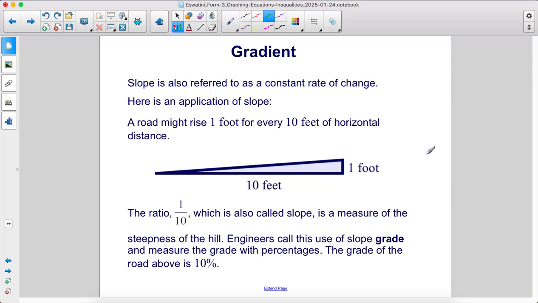Here is an application of slope. A road might rise 1 foot for every 10 feet of horizontal distance. The ratio 1/10, which is also called slope, is a measure of the steepness of the hill. Engineers call this use of slope grade and measure the grade with percentages. The grade of this road is 10%.